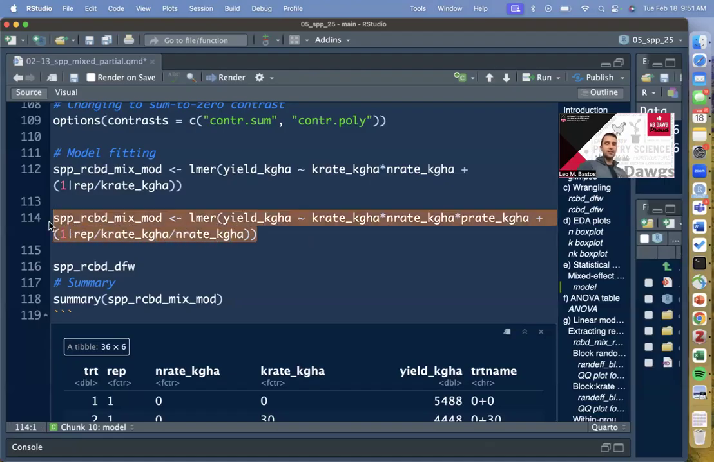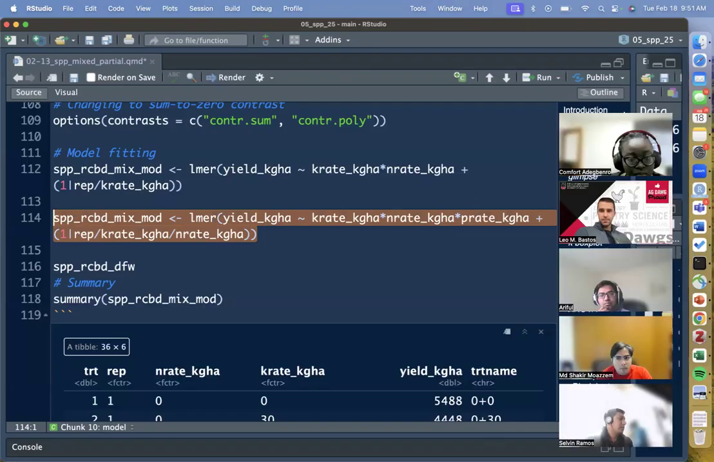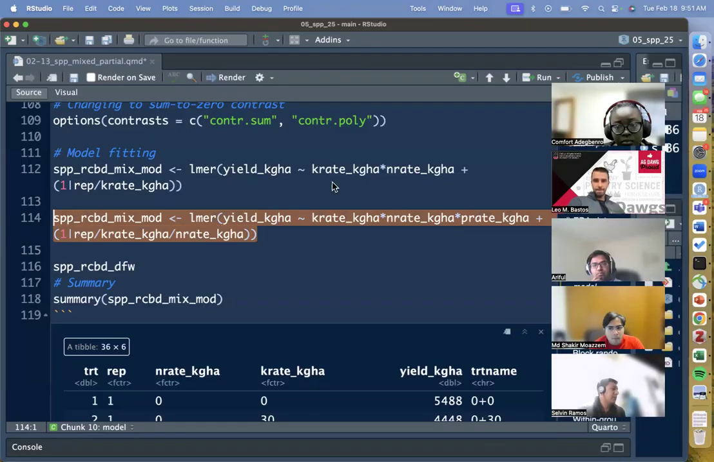So let me delete. Dr. Bastos, what if we have like 2 time points, like 2 yield collections at different times? Yeah, so Selvin is asking, what if we had 2 yield collection times? That would be repeated measures. It's something that I taught last year. So we have the code, I have the videos and everything for repeated measures analysis. I decided to leave it out this year so we can have more time for machine learning.